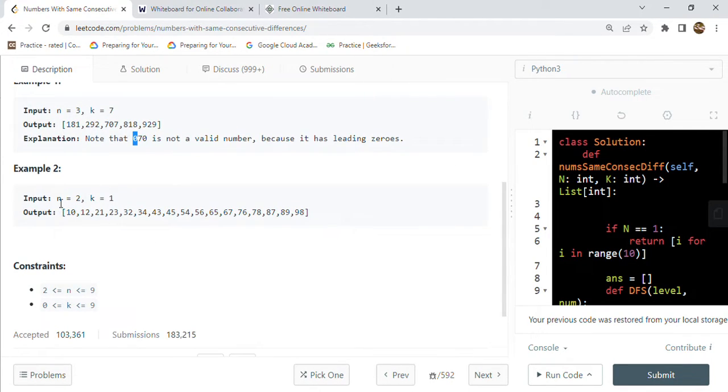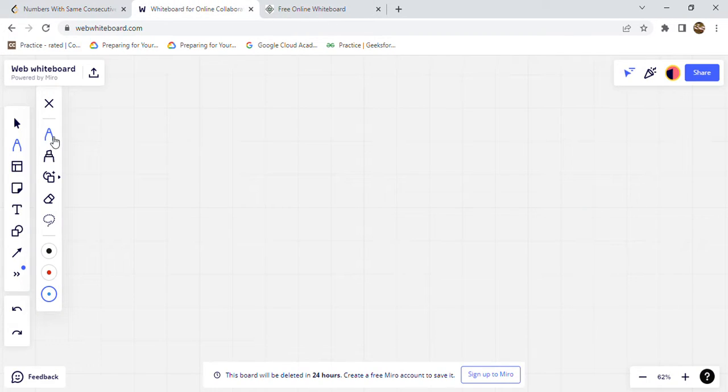So it is not considered a valid number. Now, in the next example, n is 2 and k is 1. The number of digits is 2 and the difference between the two consecutive digits is 1. So 10 and 12. 1 minus 0 will be 1, the difference will be 1. 1 minus 2 is minus 1, but we are considering the absolute difference. The k could be plus 1 or minus 1, so both are allowed.